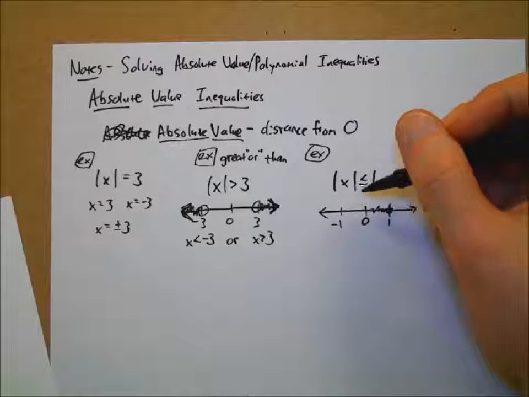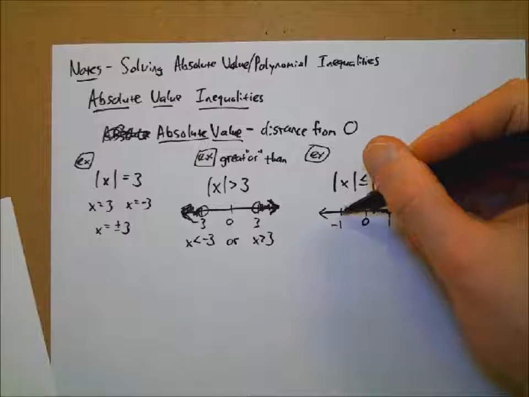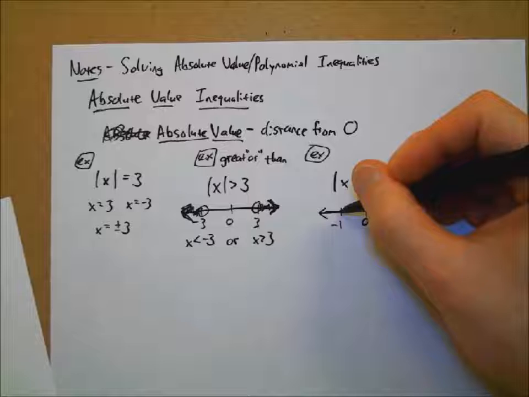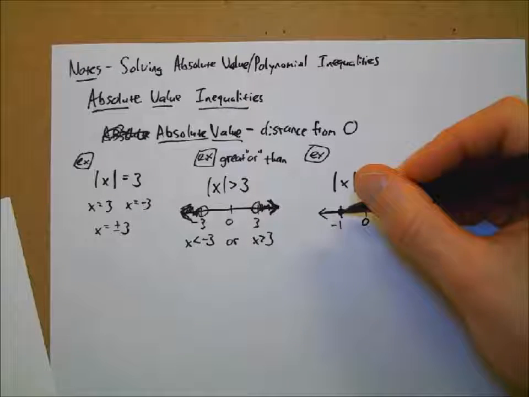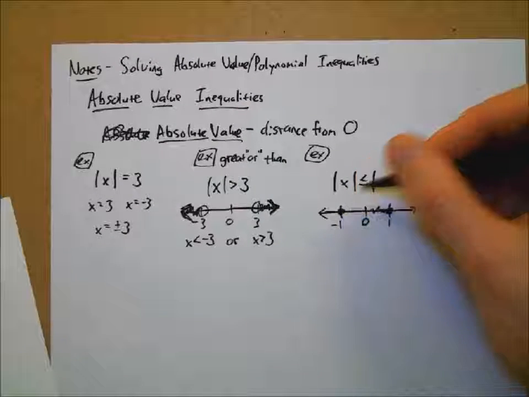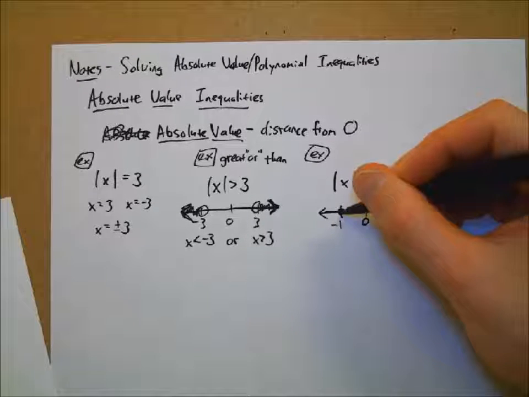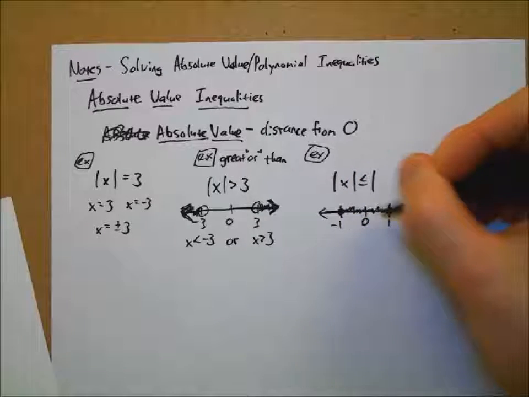But simultaneously, if we go over to here, the furthest away we can go is negative 1, because that's 1 unit away from 0. But to be less than 1 unit away from 0, am I going to go to the left of this or to the right of this? To the right. And so it's what's between there.